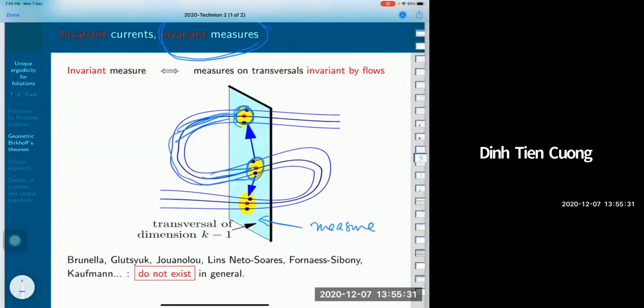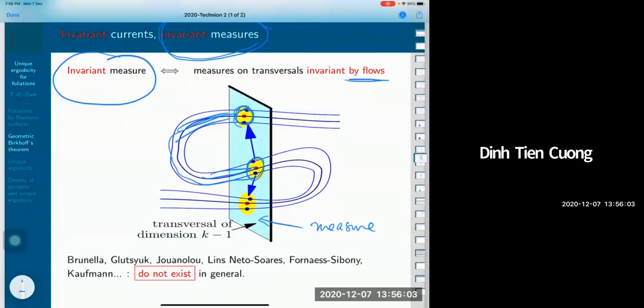If you want some invariant measure, you need to have the same measure here. So you follow the flow and you get the same measure, or you follow another direction and you have the same measure on another open set. So assume that you have something like that. We say that we have an invariant measure. So it's invariant by flow.